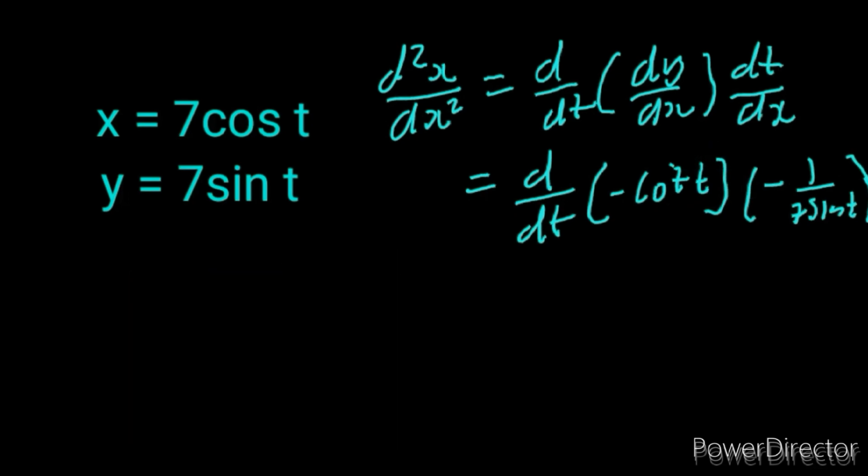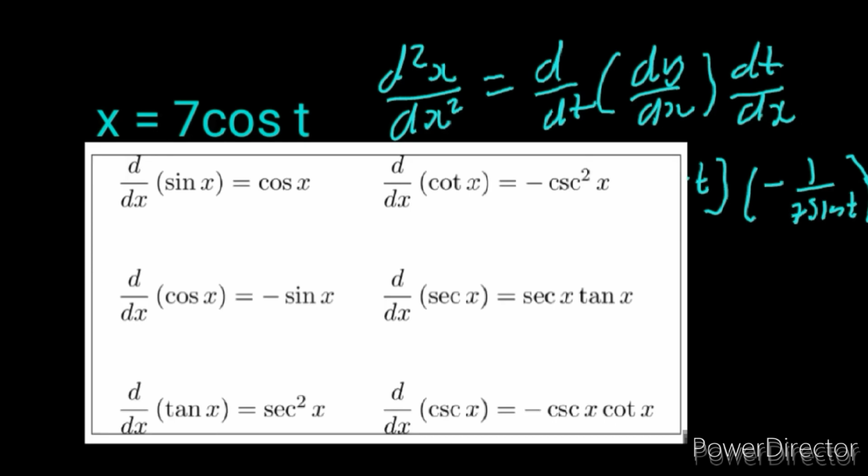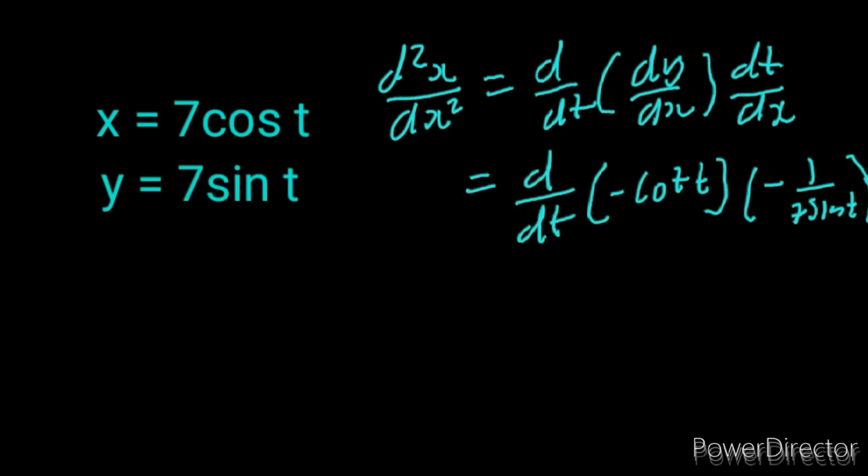So how do we find the derivative of cot? If you're in a TVET college, you're usually given a formula sheet. But if you're in university, you are told to memorize this table. So generally, I would advise you to know this table. Memorizing this will make trigonometry in calculus easier. As you can see from the table, the derivative of cot is negative cosec squared. So this part will give you negative cosec squared t.